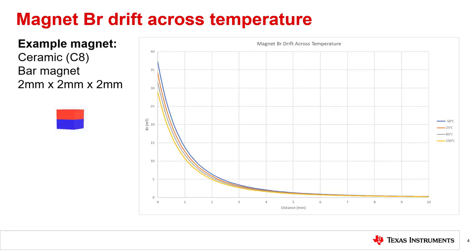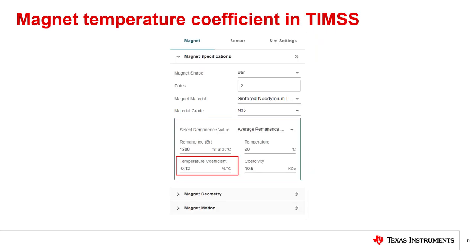Since remanence for a permanent magnet changes over temperature, the magnetic field of that magnet will also change. This plot shows the magnetic field strength for the example magnet described on the left at a few different temperatures. Note that the impact due to temperature is larger closer to the magnet because the change in remanence is a percentage, not an offset.